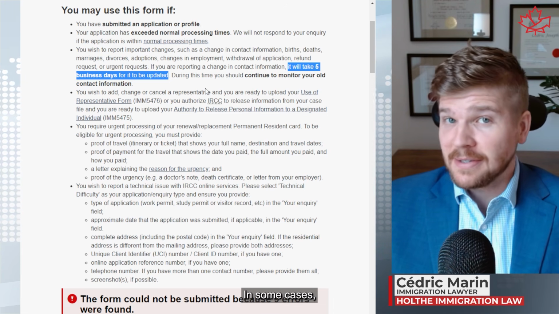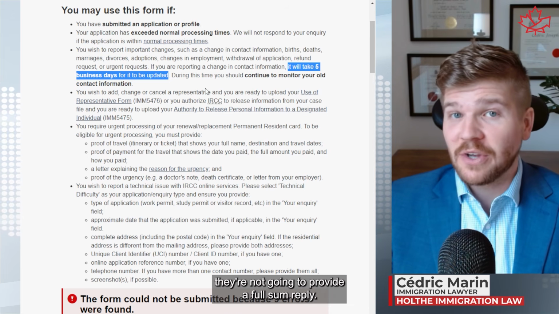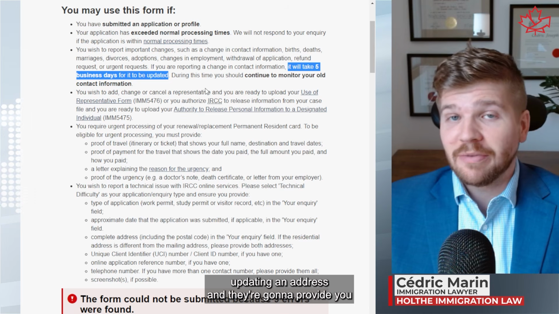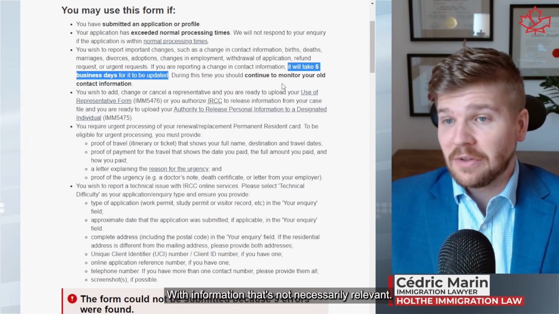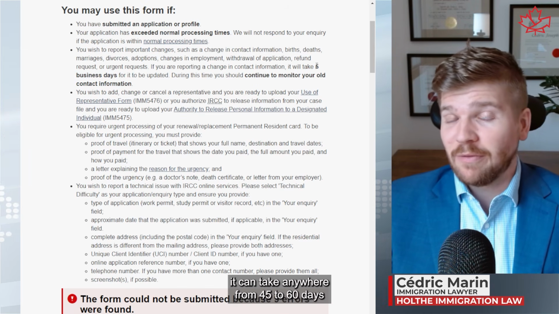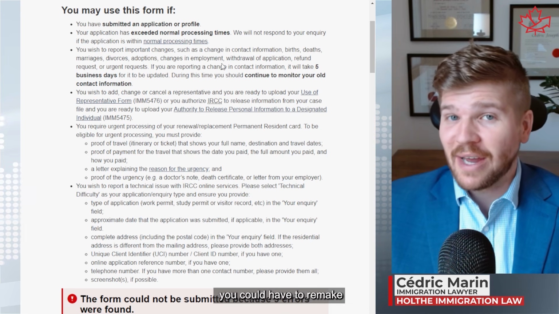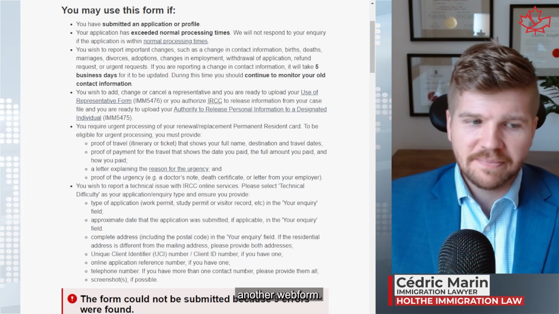In some cases, they're not going to provide a fulsome reply. You're going to ask about updating an address, and they're going to provide you with information that's not necessarily relevant. So keep in mind that it can take anywhere from 45 to 60 days, and if they don't properly address your concern, you could have to remake another web form.